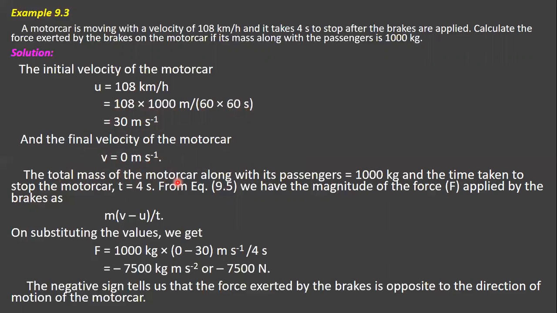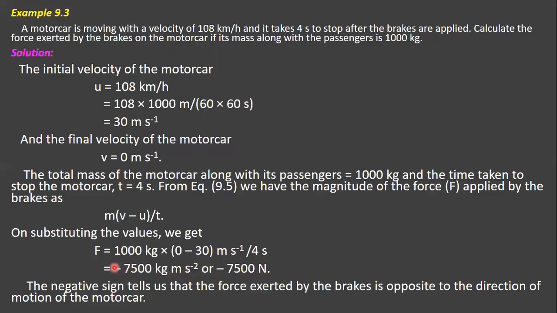The total mass of the motor car along with its passengers is 1000 kg and the time to stop the motor car is t equals 4 seconds. And we have the magnitude of the force applied by the brakes as F equals m into (v minus u) by t. On substituting the values, we get F equals mass is 1000 kg into (final velocity is 0 meter per second and u is 30 meter per second) by 4 seconds. You will get here, children, minus 7500 kg meter per second square, or it is minus 7500 Newton.